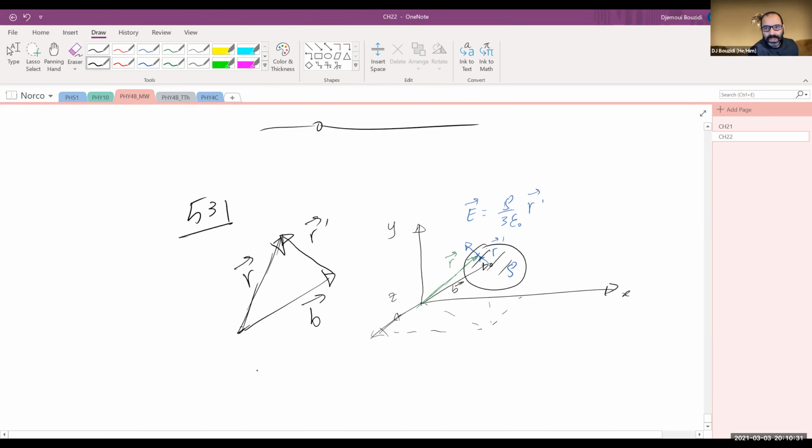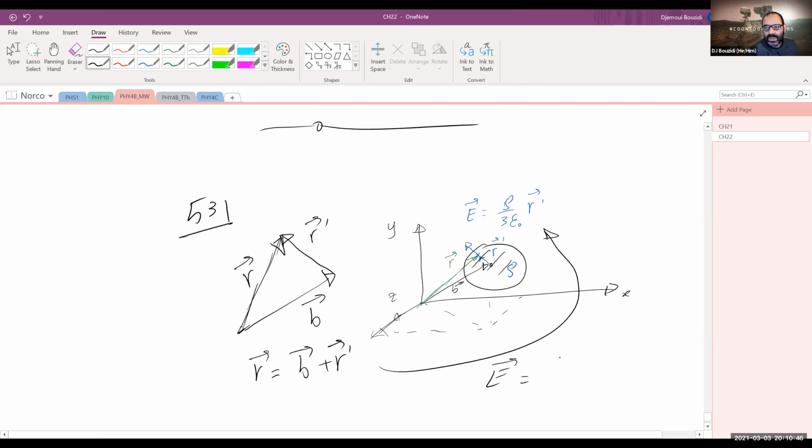So it's clear from this geometry that the vector R is equal to the sum of the vectors B and R prime. And all we have to do is plug this R prime into there, which is just the difference of R minus B, and we have found the answer. The electric field then is rho over 3 epsilon naught times the difference between the vectors R and B. Does this make sense?